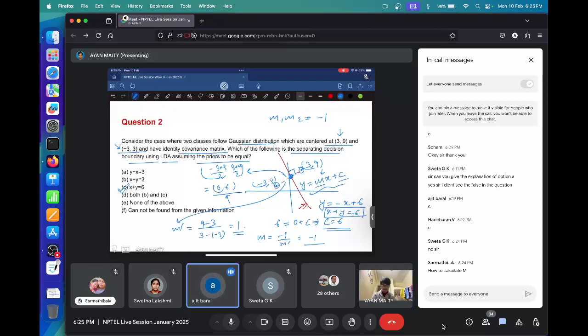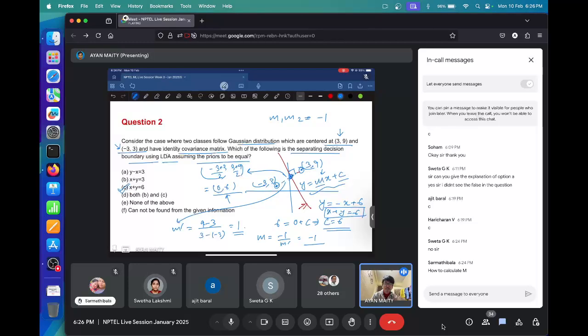Sir, here there are two data points, 39 and minus 33. Is it possible in case of 3 or more data points? No, these are not exactly data points, they are the centers of the different Gaussian distributions for different classes. Two classes are there in this question, so two centroids are there. So yes, it is possible that there will be multiple classes if there are 3 or 4 classes in the specific question.